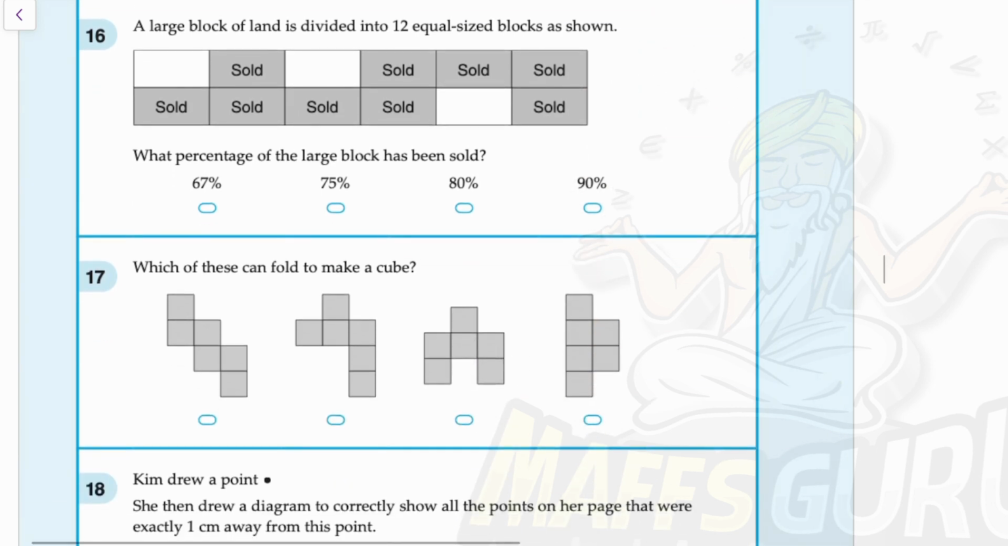A large block of land is divided into 12 equal sized blocks as shown. Alright, so if we look at these in total, we've got 12, and 1, 2, 3, 4, 5, 6, 7, 8, 9 have been sold. Now it says what percentage of large blocks have been sold? There is 9 out of 12. Now when you cancel that down, you get 3 out of 4. And hopefully you remember that 3/4 is the same as 0.75, which I times by 100 to give me 75%, or you just know that 0.75 is 75%. So there we go, 75%.